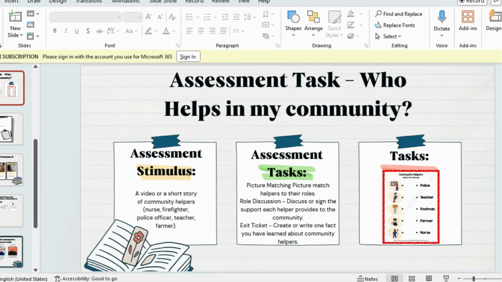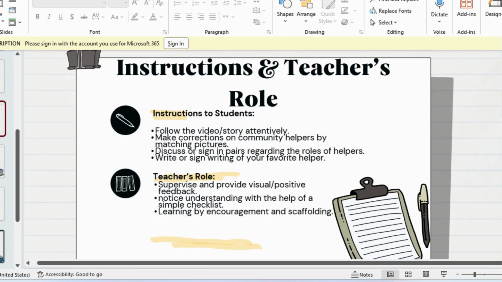Hi everyone, I will be discussing instructions and teachers' role. Instructions to students: follow the video story attentively. Make corrections on community helpers by matching pictures. Discuss or sign in pairs regarding the roles of helpers. Write or sign about your favorite helper. Teacher's role: supervise and provide visual positive feedback. Notice understanding with the help of a simple checklist. Support learning by encouragement and scaffolding.